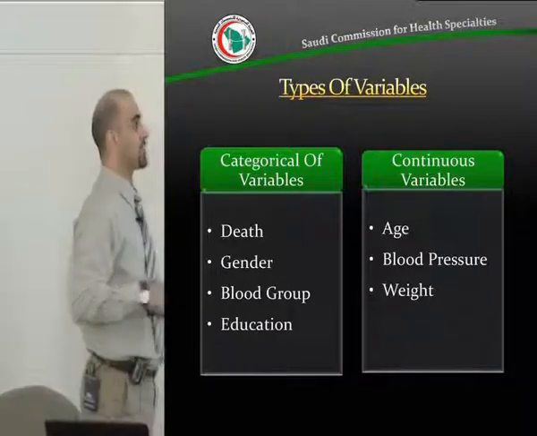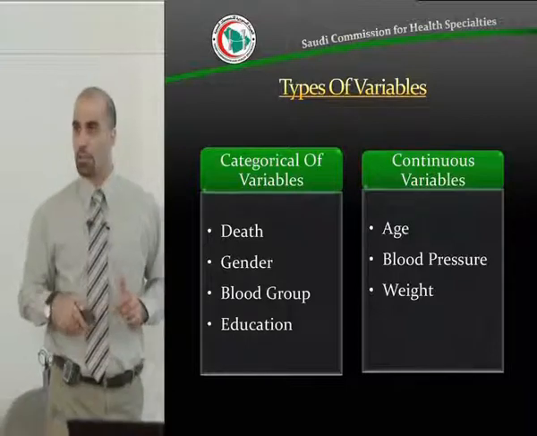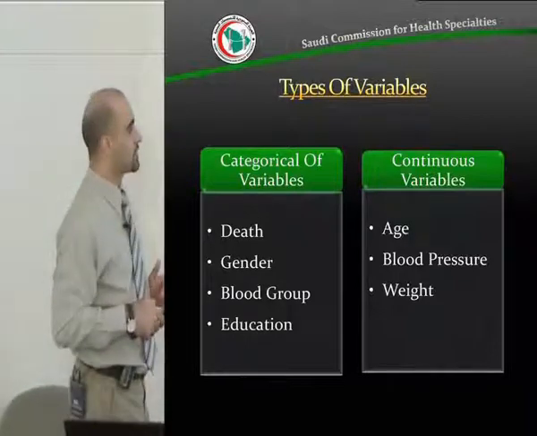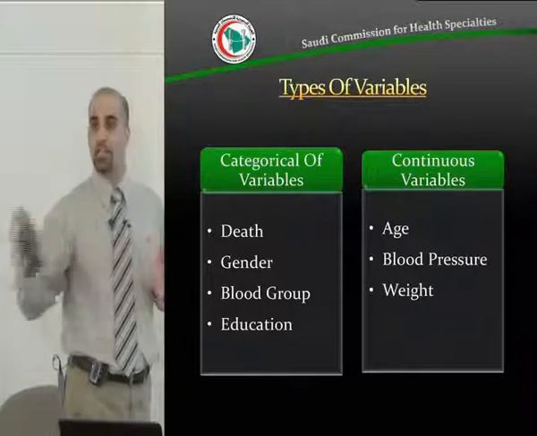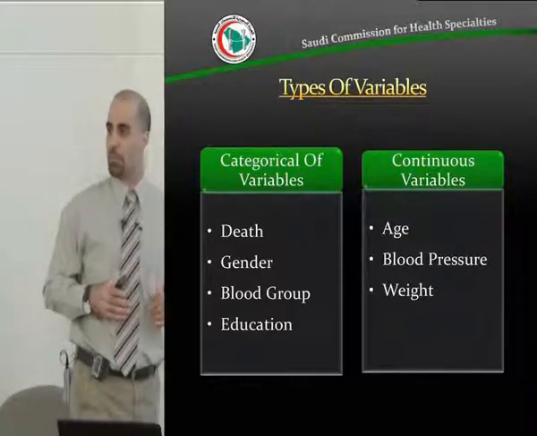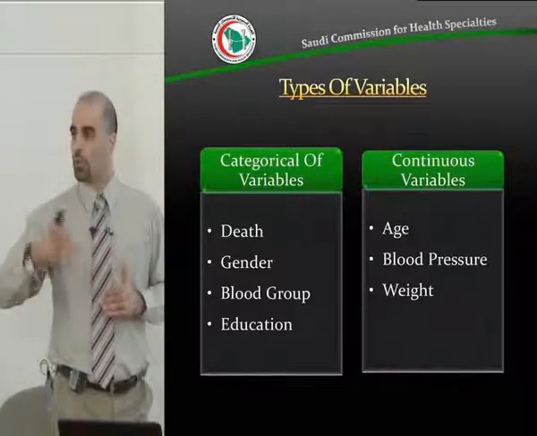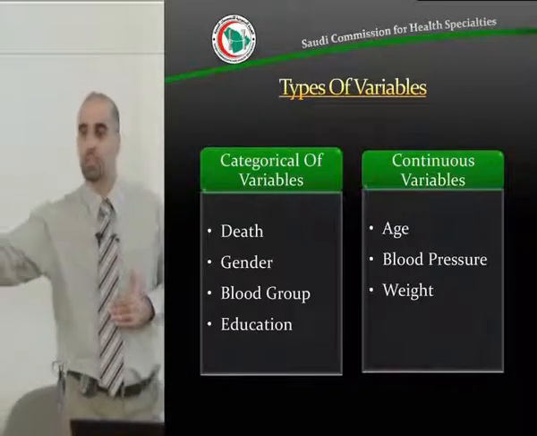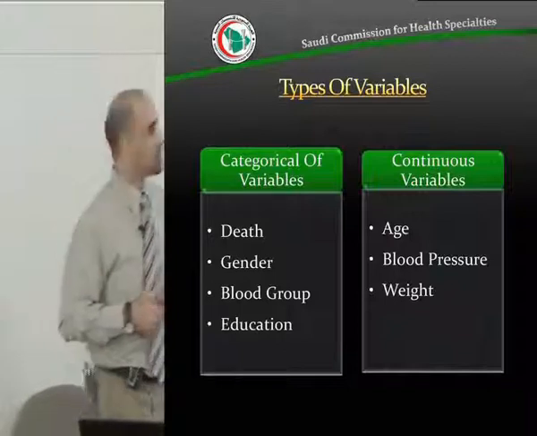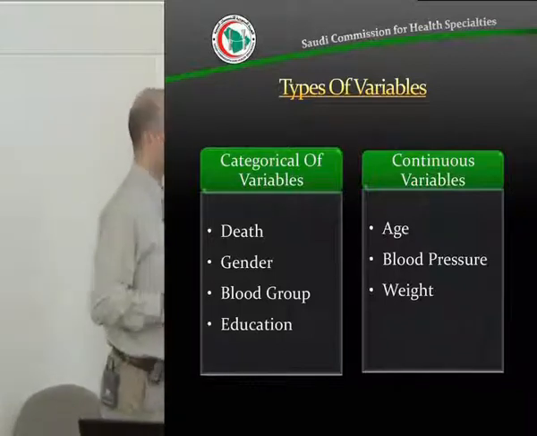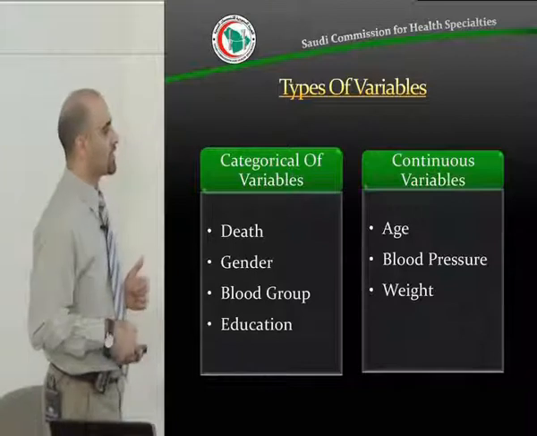On the other hand, we have something called continuous variable. Continuous variable is a variable that has continuity. For example, if I'm talking about age, I can have a person who's 20 years, or 21, or 22, or 23, or 24. So there is a continuity in the answers to the variable. Blood pressure the same, weight the same.